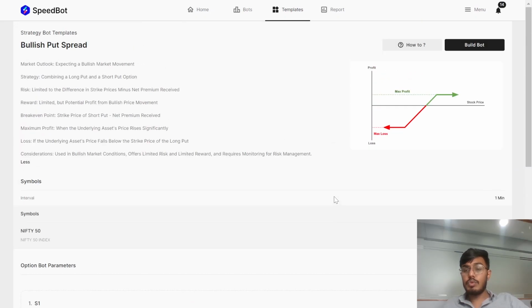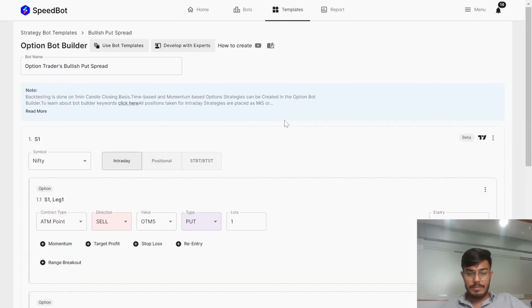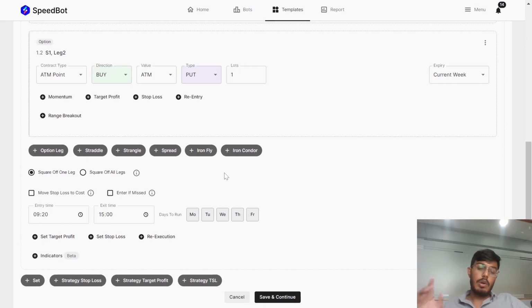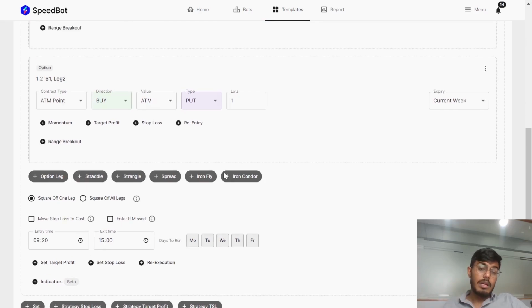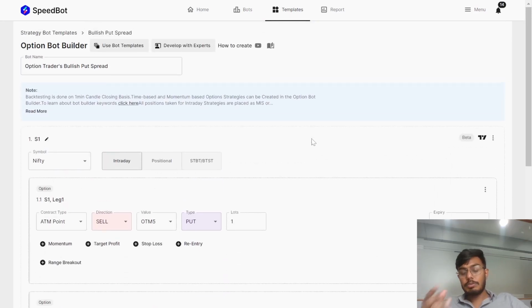If I wish to replicate this strategy template, what I'll have to do is just click on the build bot button. And over here, it will be populated with the logic that was mentioned earlier. So I, as an option trader, will be able to tweak the parameters based on my analysis and my understanding. I hope that makes it clear.